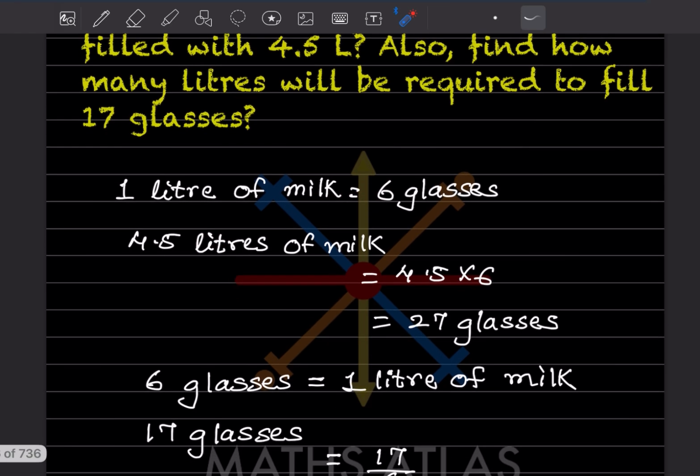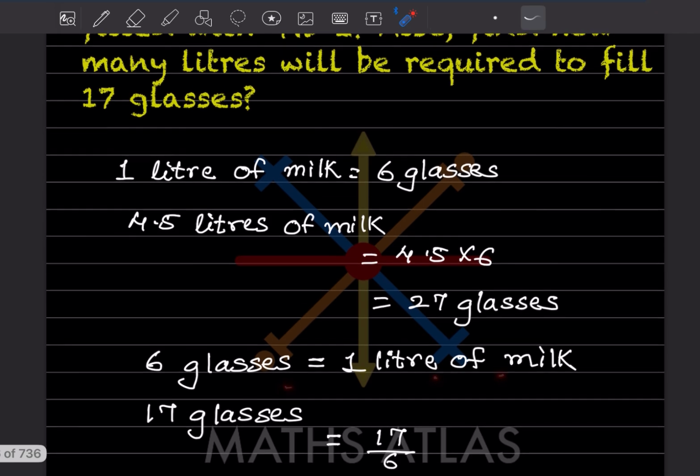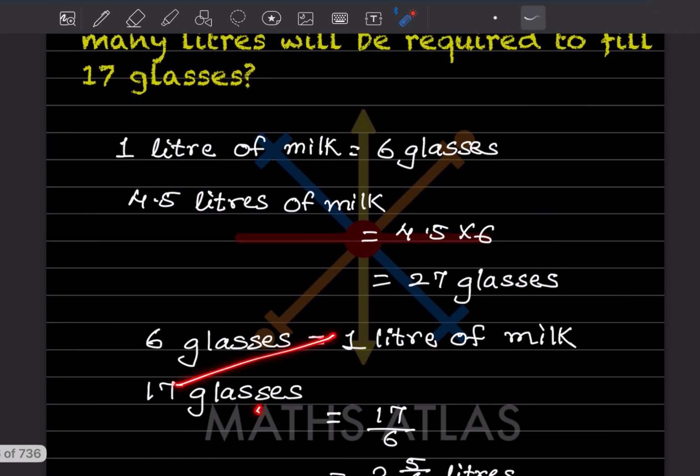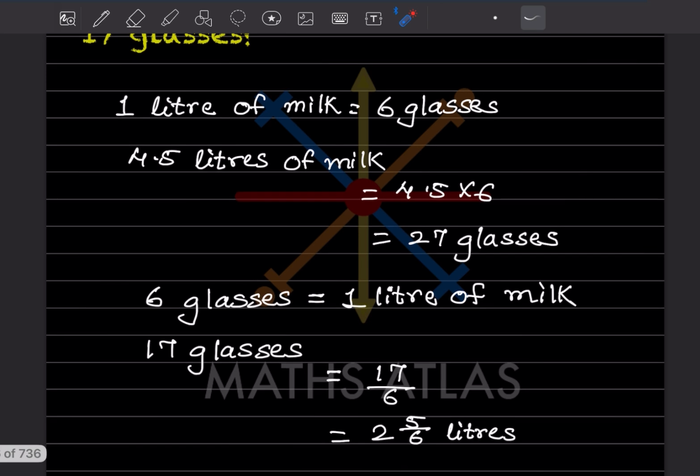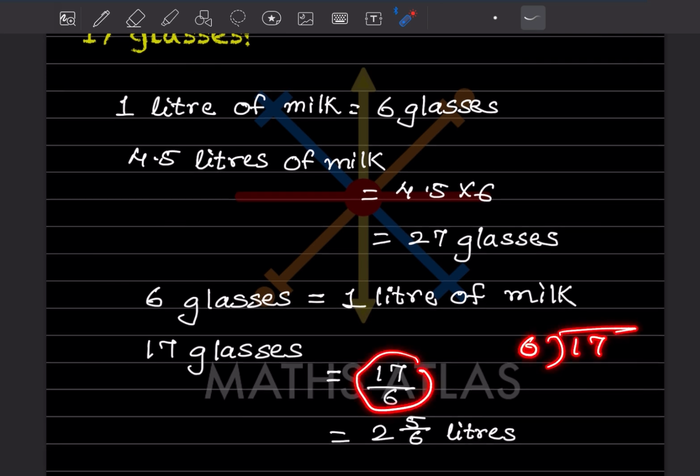So 6 glasses is 1 liter of milk. So 17 glasses will be how much? So 17 divided by 6. When you divide this, 17 divided by 6, 6 2s are 12, so the remainder is 5. So this will be 2 and 5 by 6 liters.